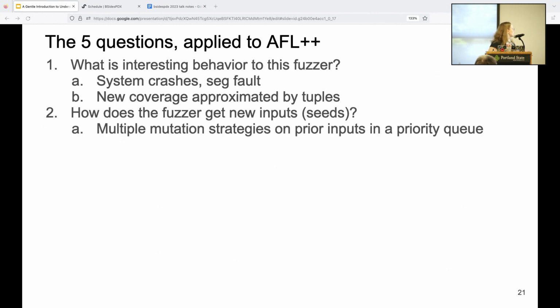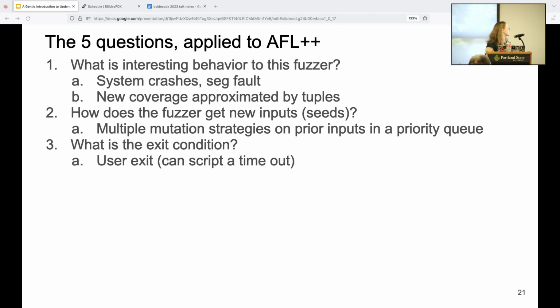It's going to get new inputs because it's a mutational fuzzer. It's going to mutate things, potentially in various ways. It's got a lot of stuff in there. But ultimately, it's going to mutate prior inputs based on their priority. If you heard Rowan mention power schedules, that's a way of prioritizing seeds and going, yo, I think this one's a winner. Put that one at the top. Do that one next. It's got a fancy name and a whole paper, but ultimately, that's the idea.